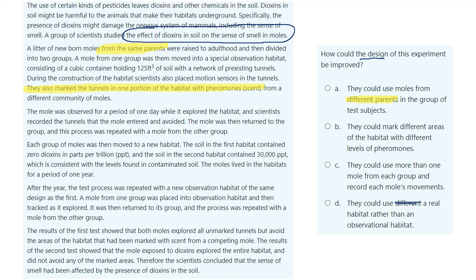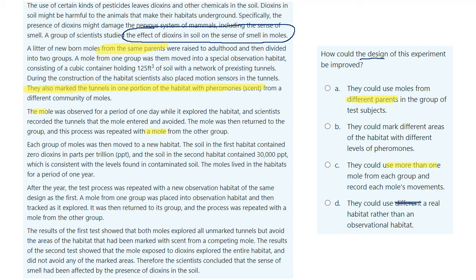So the mole was observed for a period of 1 day while it explored the habitat, and scientists recorded the tunnels that the mole entered and avoided. The mole was then returned to the group, and this process was repeated with a mole from the other group. So they do this with one mole from each group. Only one mole from each group. That could be a problem.